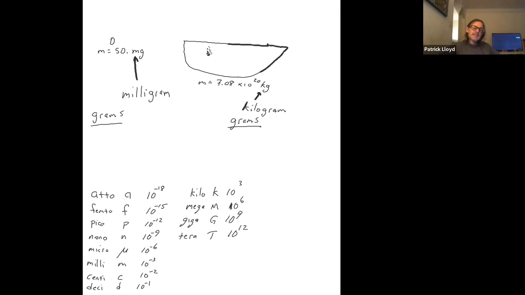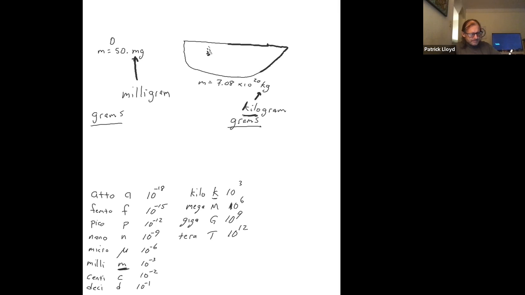And again, they get bigger than that. There's 10 to the 15, 10 to the 18, 10 to the 21, 10 to the 24. I'm not going to go over those ones. I'm just showing you the most common ones here. Okay. So notice we have one of them here, kilo. That one's used here. And then we have milli. That's this one right here, right? So I'm going to convert them both into grams.